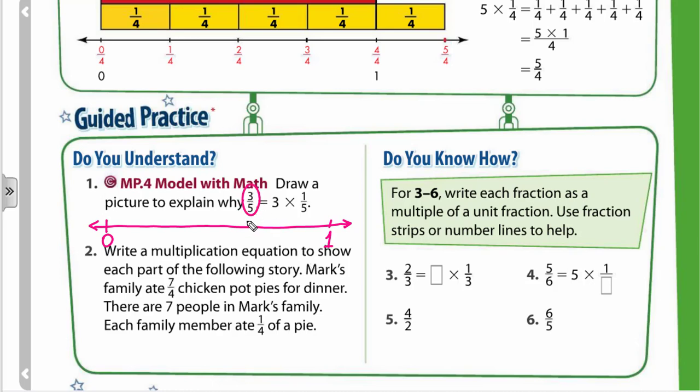Yusuf, 3/5 is greater than or less than 1? Do we need more than 1 here? No, this is not greater than 1. This is less than 1. Okay, so we divide the distance from 0 to 1 into how many equal parts? How many equal lengths? 5.